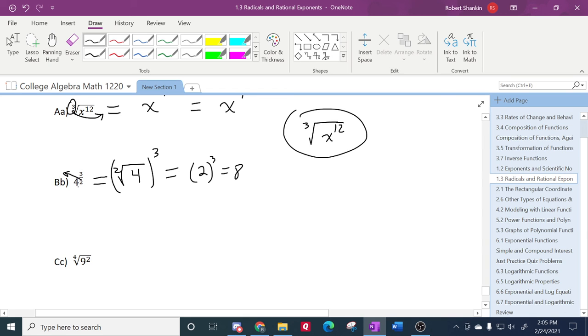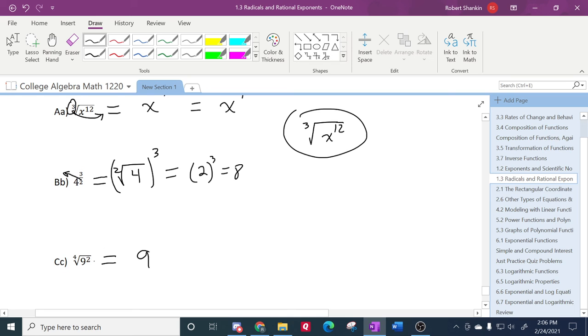So there are times changing to the other format is very useful. This one, what's the fourth root of something squared? Well, if it was something to the fourth, then the fourth power and the fourth root would cancel each other out. But I'm going to change it to the other form.